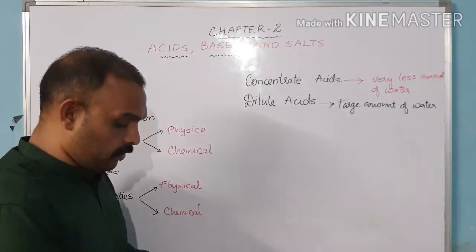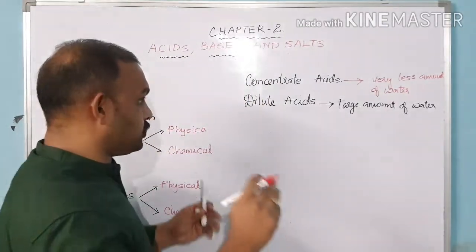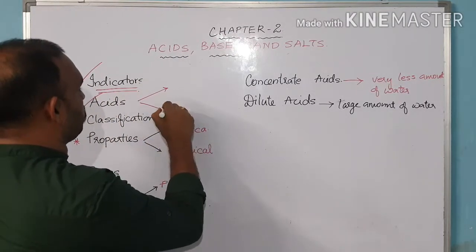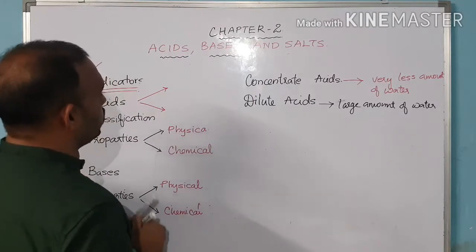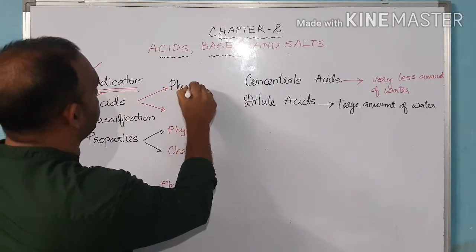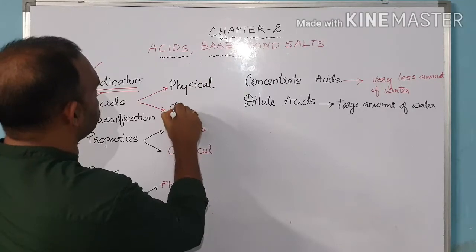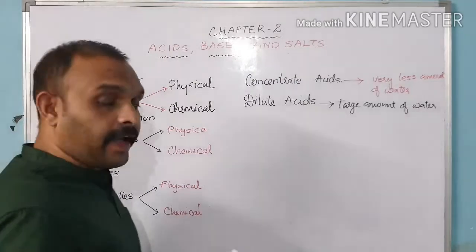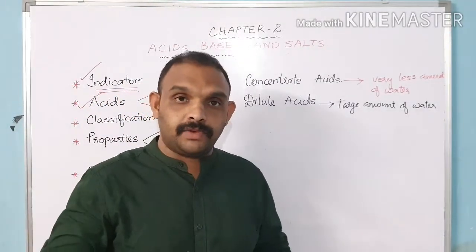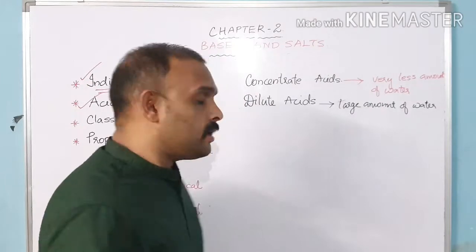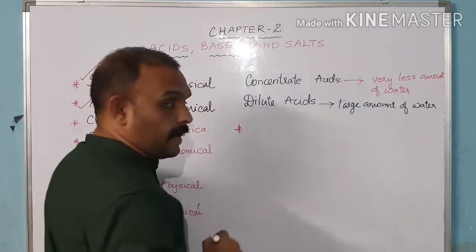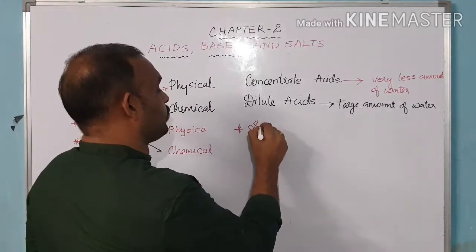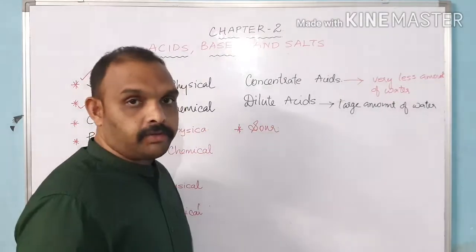Now we are going to study acids in detail. Acids have two types of properties, as we know: physical properties and chemical properties. Let us see the physical properties of acids. What are they? The first physical property of acids is that all acids are sour in taste. What is the taste of acid? They are sour in taste.